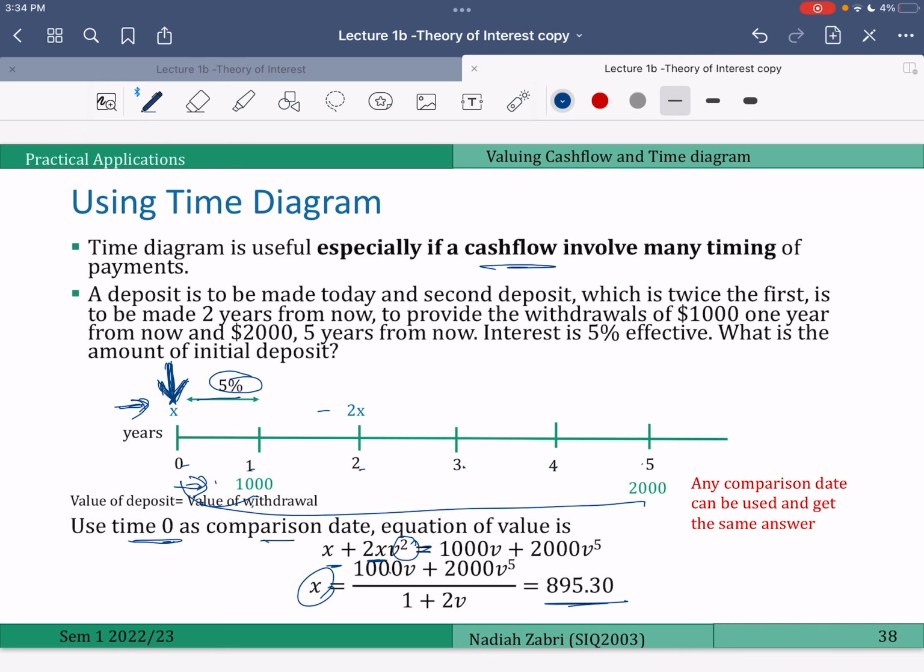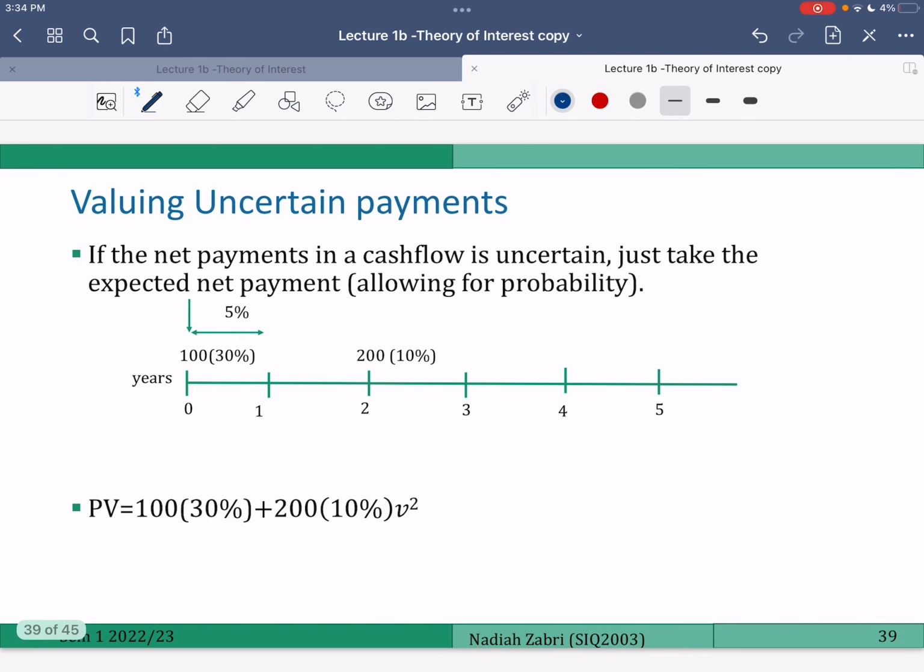Okay, this one is when we are valuing uncertain payments. So here we have an example where we could get a payment of 100 at time 0 and a payment of 200 at time 2, but there is a probability to get those. It's not a 100% chance. So to value this cash flow, you will need to consider three things: amount, timing, and the probability. Previously, we just considered amount and timing, but now you have to include the probability aspect. Okay, that's all.